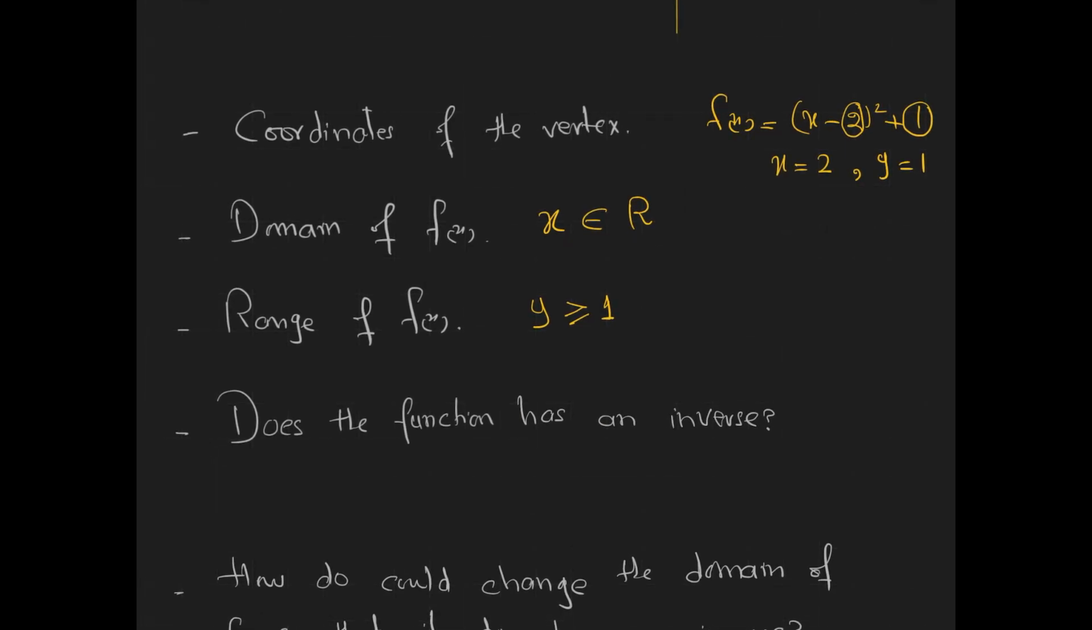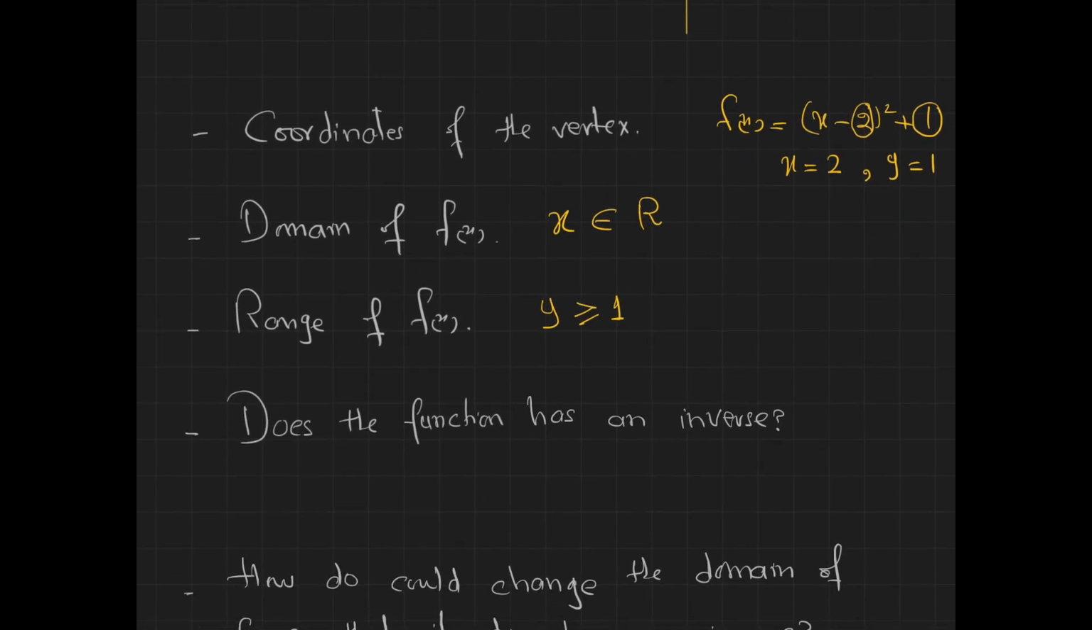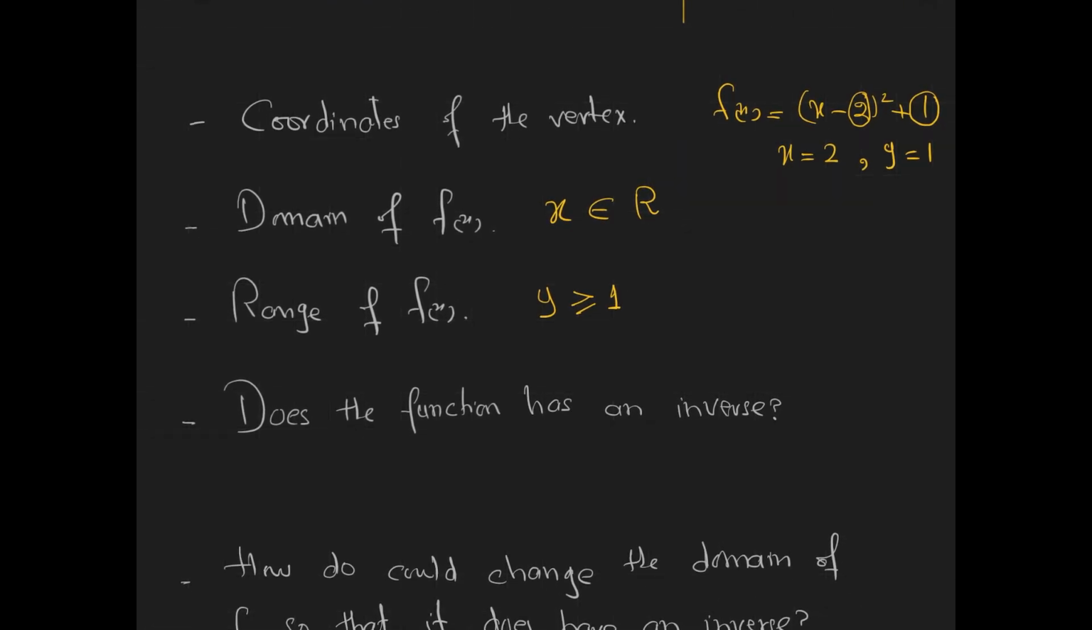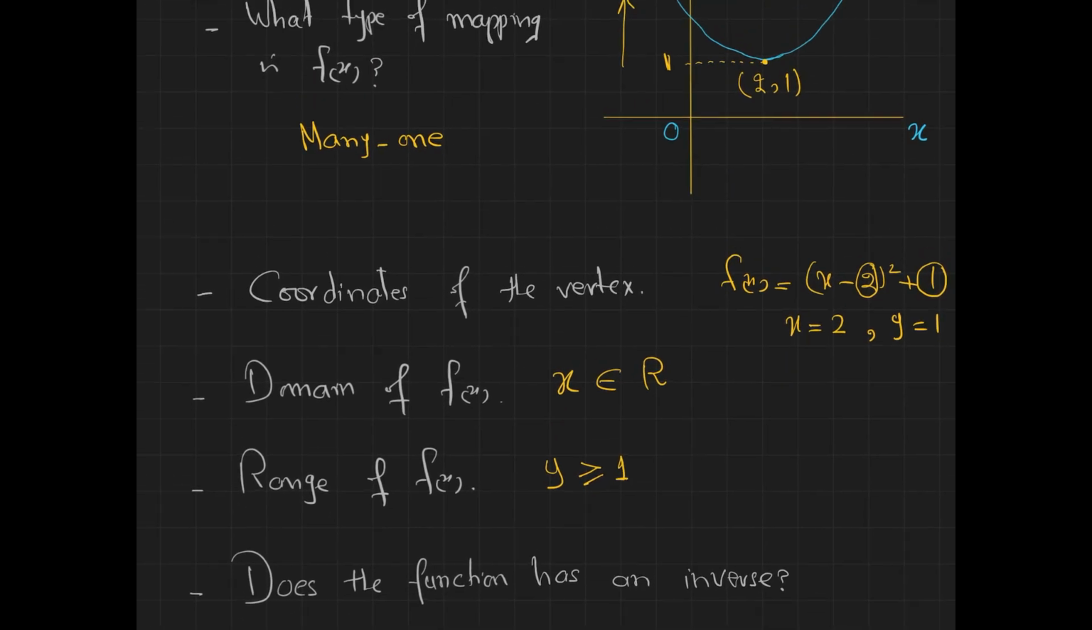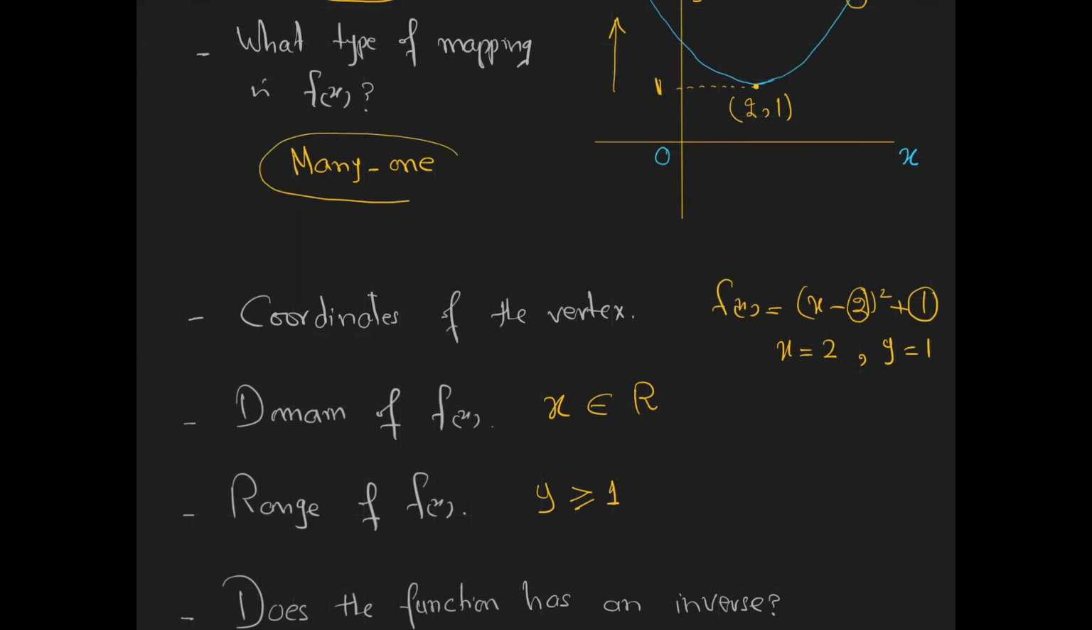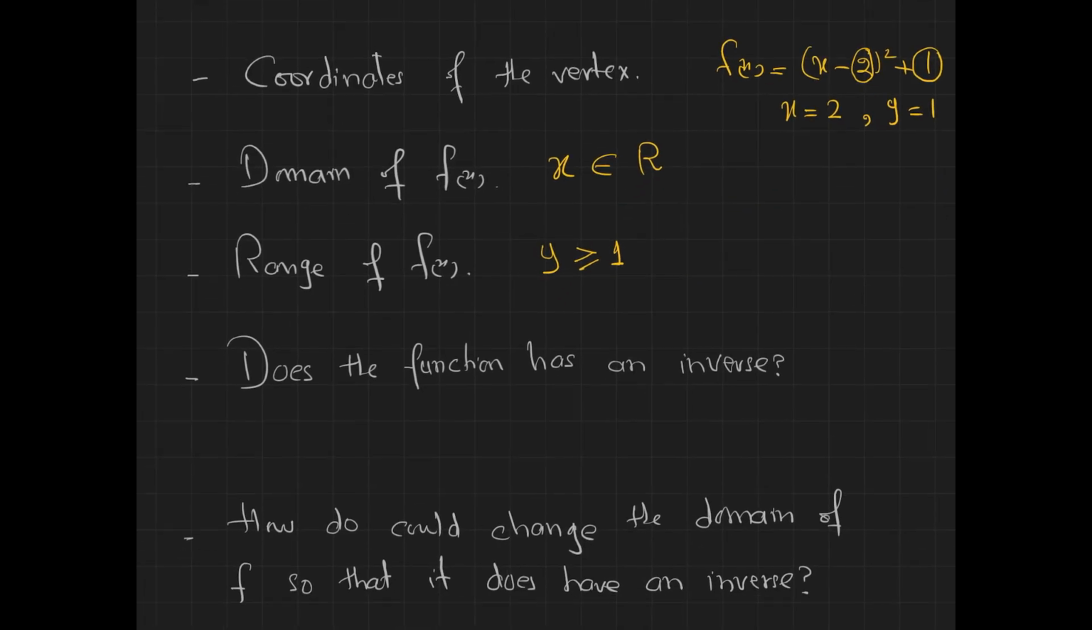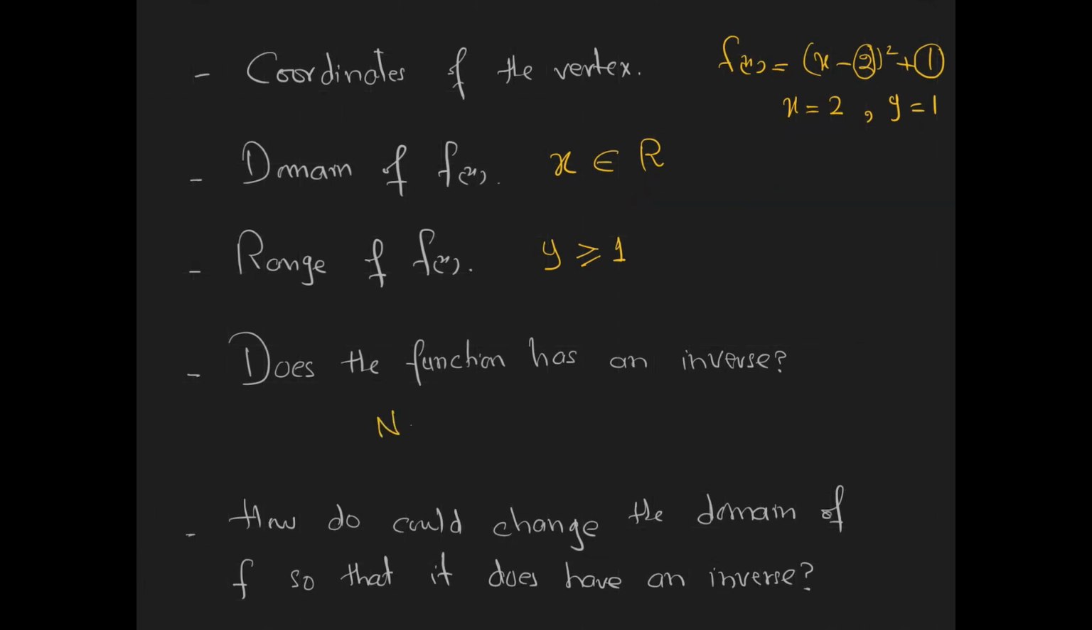Now the next question is, does the function have an inverse? So technically yes, this has an inverse, but from the definition of a function, as we know, the inverse exists if and only if the function is a one-one function. So this function is a many-one function. Therefore, for the given domain, x belongs to the set of real numbers, this function has no inverse. So the answer is no for x belongs to the set of real numbers. So there is no inverse if this is our domain.